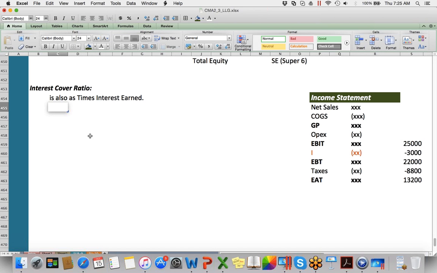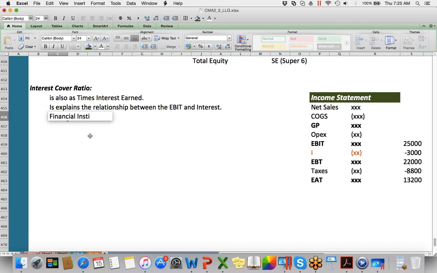Okay, right. It explains the relationship between EBIT and interest. Banks and financial institutions like to have a ratio of more than 7 times. See, it is around 8 times: 25,000 divided by 3,000.